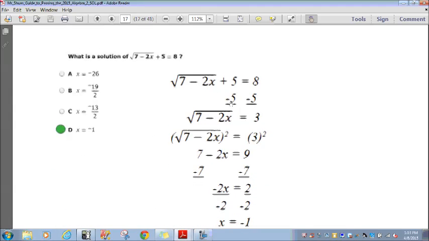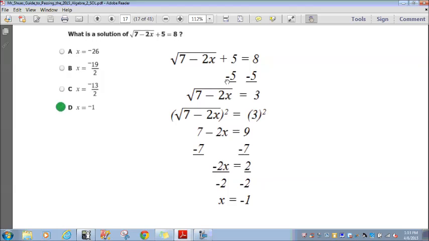What is the solution of the square root of 7 minus 2x plus 5 equals 8? Well, we'll write it out here. If we subtract 5 on both sides, that's going to give us the square root of 7 minus 2x equals 3. Now, we want to get rid of this radical sign on the left, so we're going to square both sides of the equation, because the square root of anything squared gets rid of the radical. So that's simply 7 minus 2x, and then 3 squared is 9.